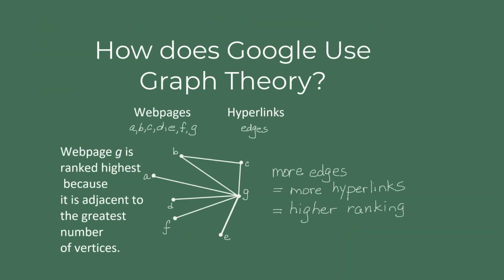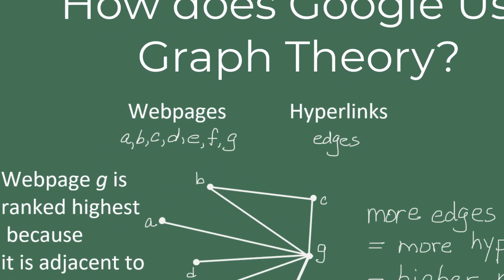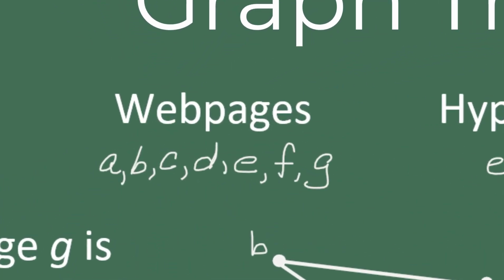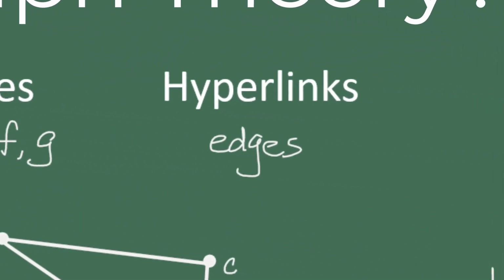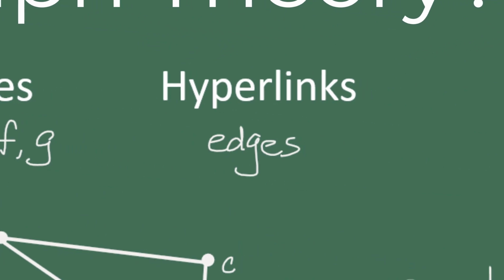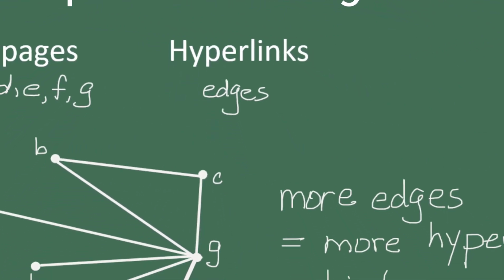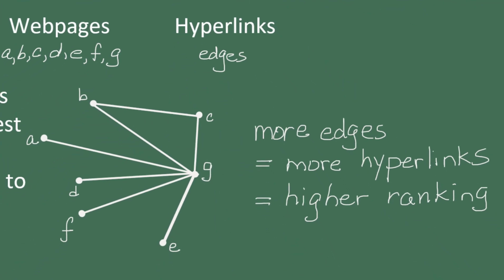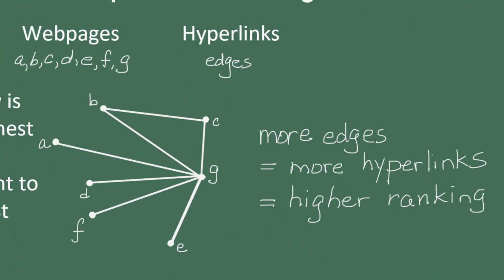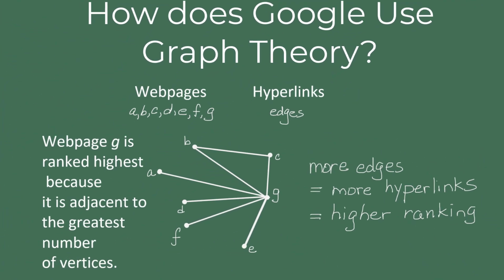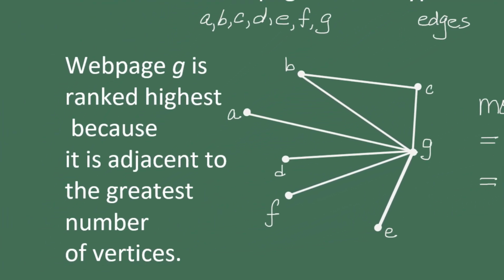So the reason this relates to Google is that when Sergey Brin and Lawrence Page set up Google, their search engine, they identified web pages as vertices and the hyperlinks on those pages as edges because the hyperlinks connect one website to the next. The number of edges then influences the ranking of a website on the Google search engine.